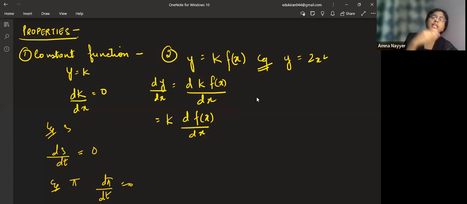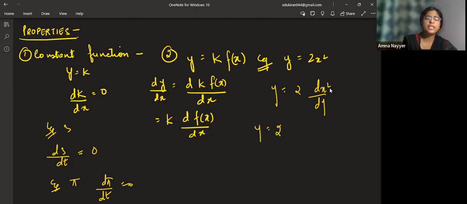Suppose you have a constant and a variable together, like 2x square, where 2 is a constant and x square is a variable. What we'll do is bring the constant term out and differentiate the variable the way you have been differentiating. So when we differentiate y equal to 2x square, the power 2 of x comes out as a constant, x to the power 2 is left, and subtract 1 from the power. That makes it 2 into 2x, which is equal to 4x.